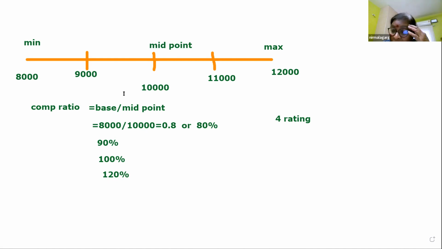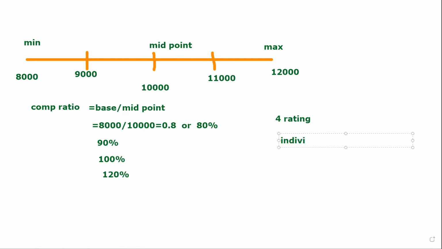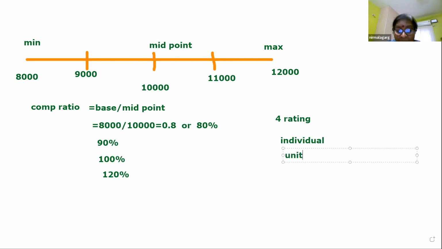So they will get a higher increment. You can't do it in 1 year. It will take at least about 2 to 3 years, because otherwise cash flow problems will come in. Got it? Ideally, comp ratio can be calculated at individual level. Then it can be calculated at unit level. And it can be calculated at organization level also.